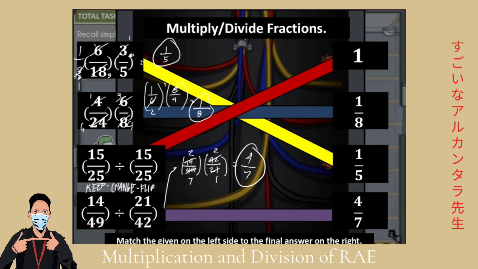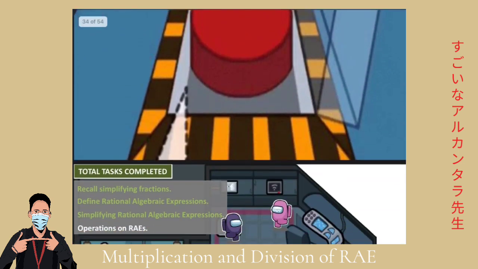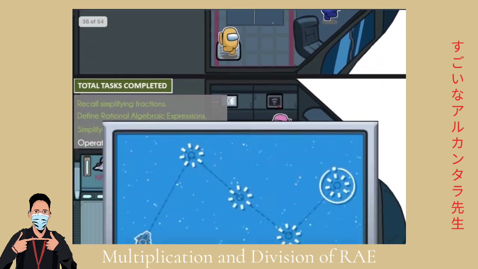In division, you have the KCF first, not Kentucky Chicken Fried, but keep, change, flip. We keep the dividend as it is, change the operation from division to multiplication, and then we flip our given divisor. We get its reciprocal. So to continue, let us now have some examples. So that's basically what it implies.